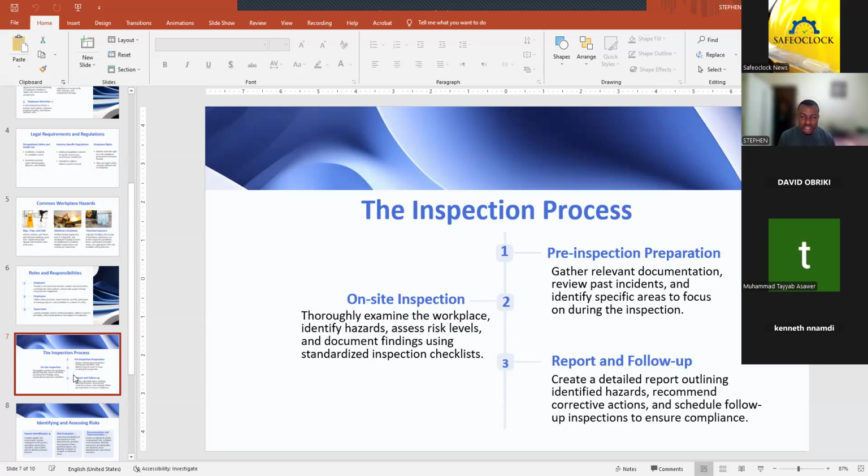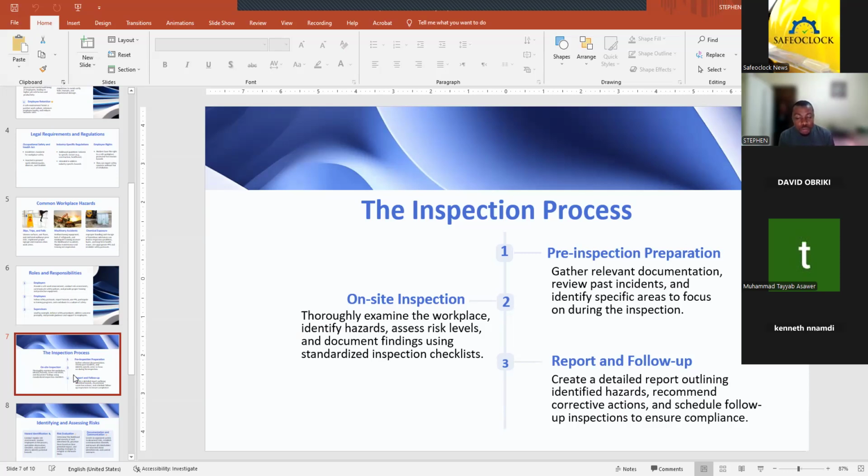Having done that, the last stage is reports and follow-up, which is very important. It's not about preparing the site for inspection. It's not about the inspection proper. The most important part of it, in as much as it's coming as number 3, is that if there is no report on what we have done, then what we have done is as useless as anything.